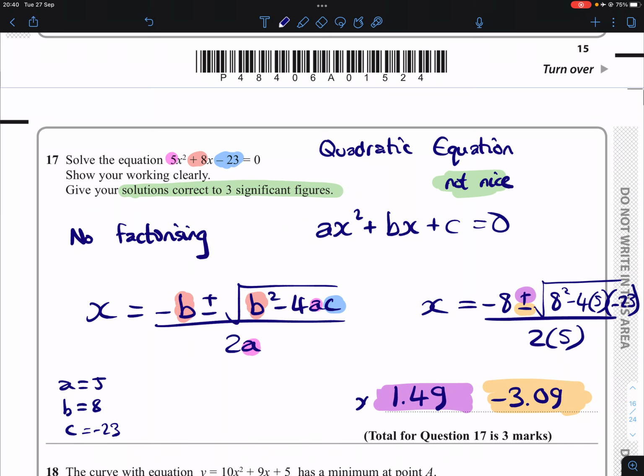So we have 2 answers here. We have x equals 1.49 or x equals minus 3.09. Done.